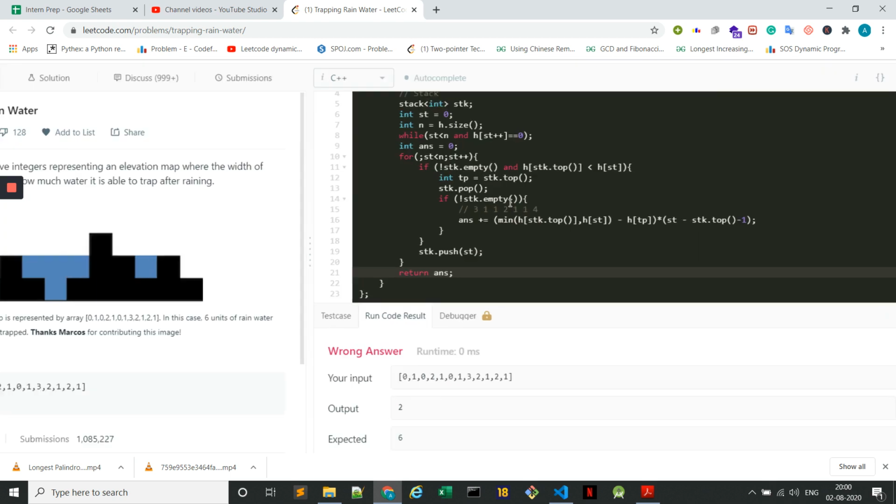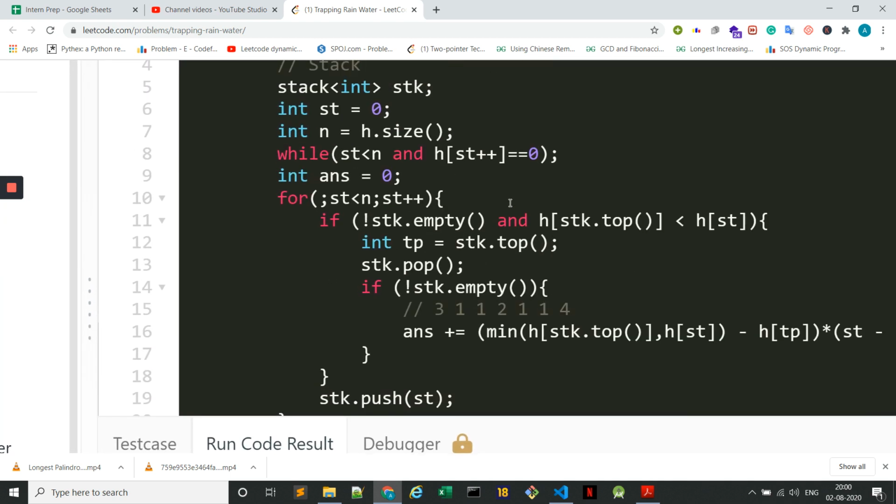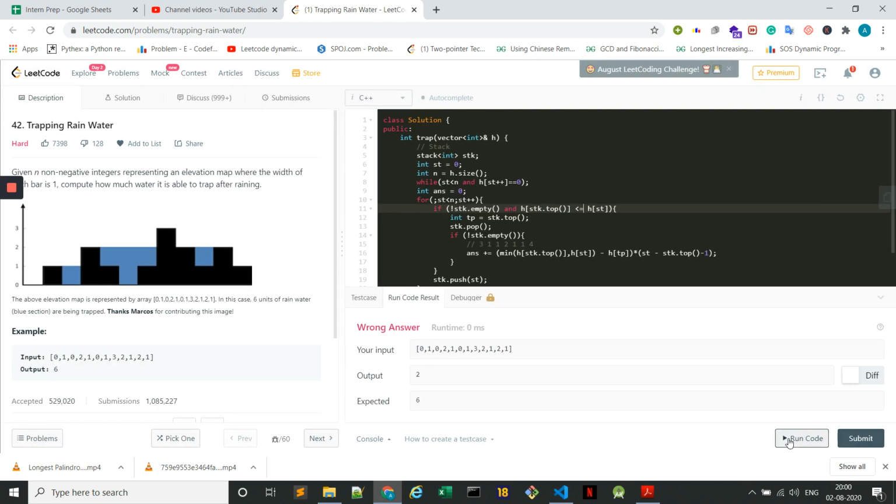We have made some mistake somewhere. So basically, what we have done over here is we have popped out all the elements which are less than the height of st in the value. So when we push this st, then we are sure that the element which is below st is either equal to st or it is greater than st, but we do not want the elements which are equal to st to be present in the stack.